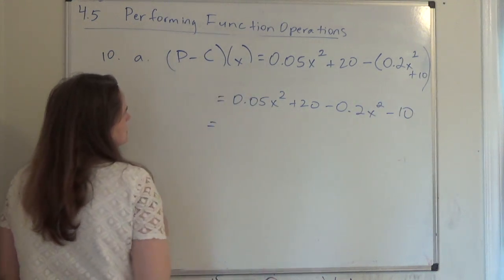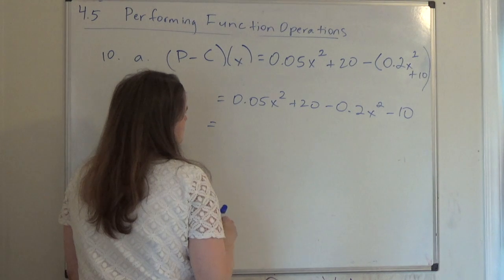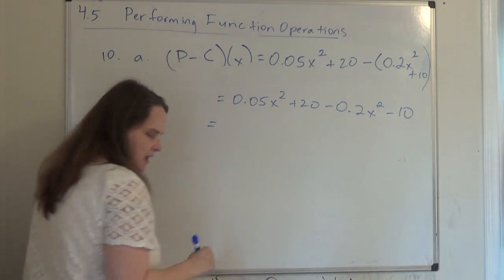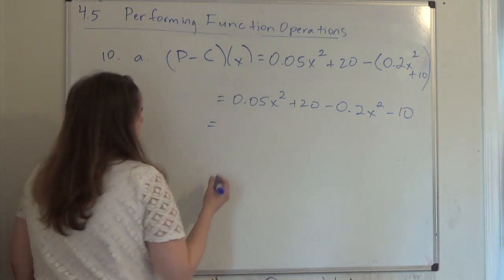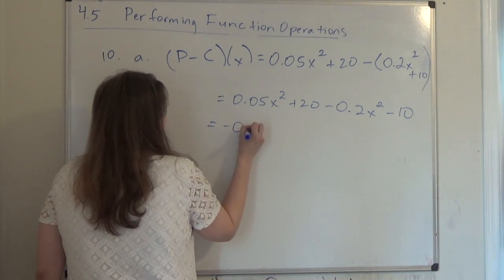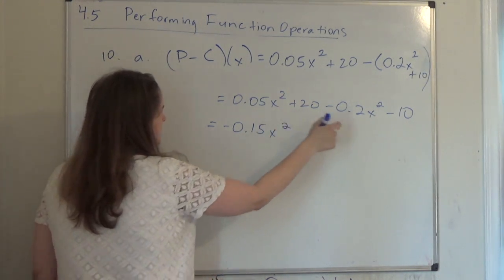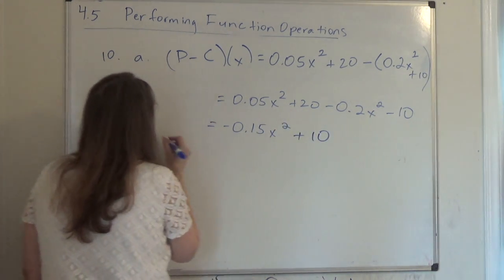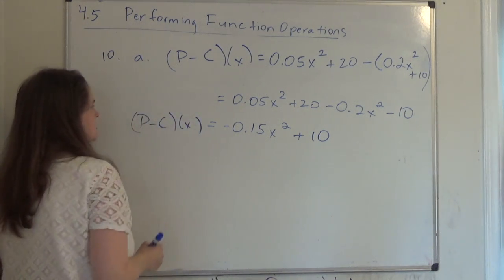Combine like terms. So 0.05 minus 0.2 is going to give me a negative 0.15 x squared. And then 20 minus 10 is positive 10. So this is P minus C of x. So that's part A.